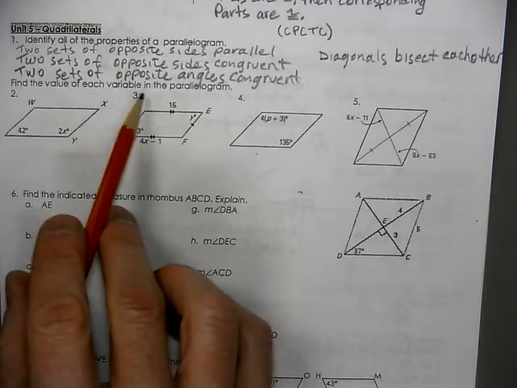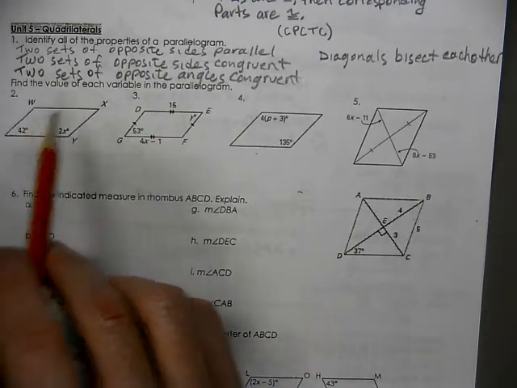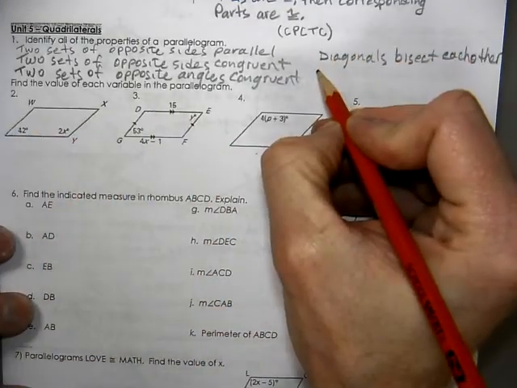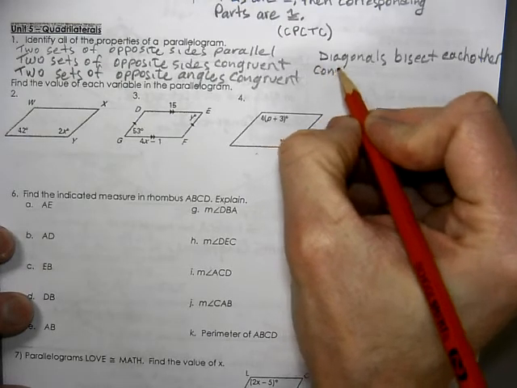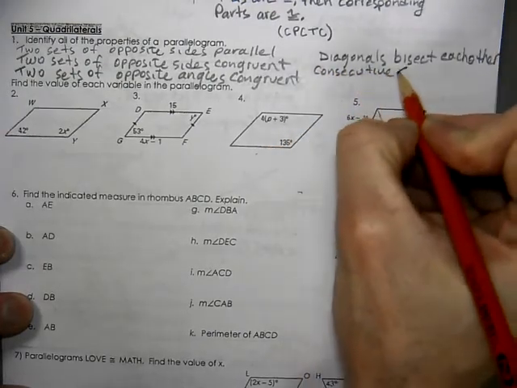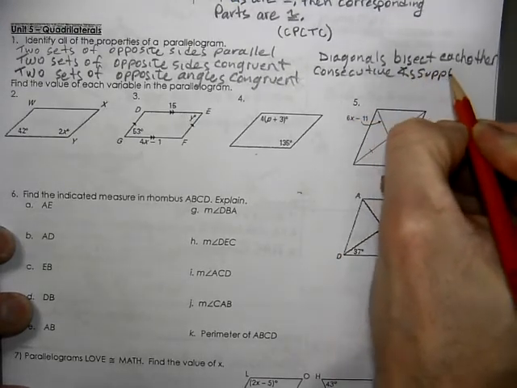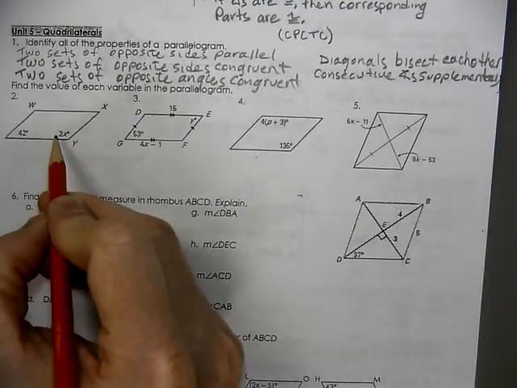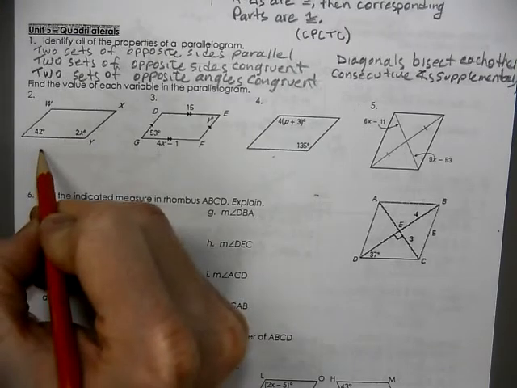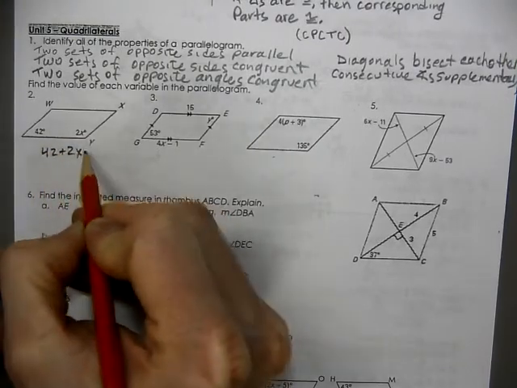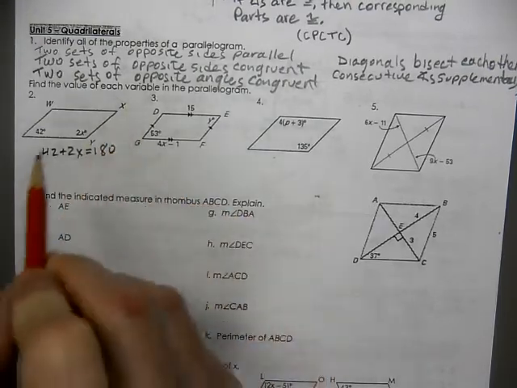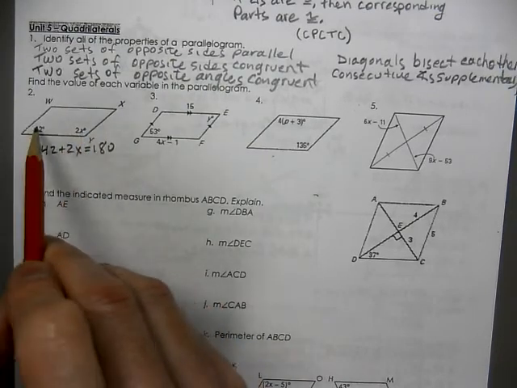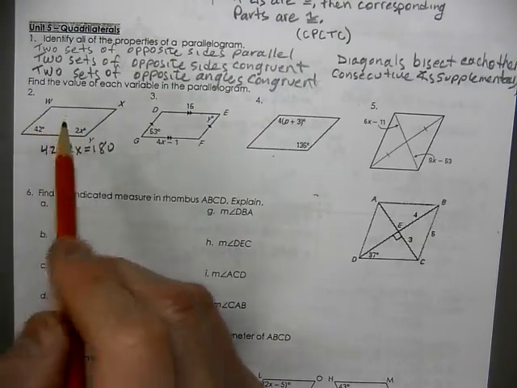Find the values of each variable in the parallelogram. Well, another property we could talk about: consecutive angles are supplementary. So if consecutive angles are supplementary, we know that 42 plus 2x has to add up to equal 180. Consecutive angles are supplementary because if you have your two parallel lines, these would be called consecutive interior, and we know that those are supplementary.